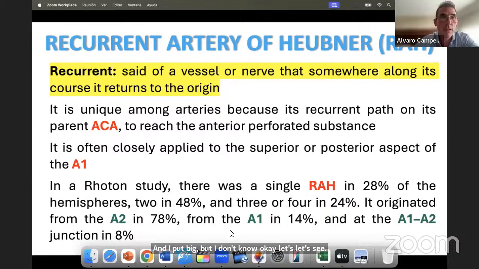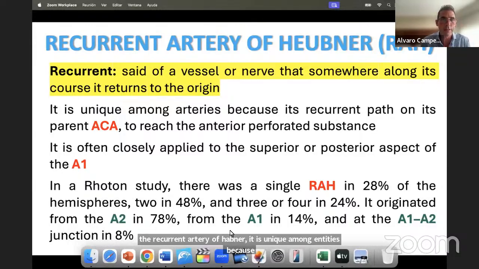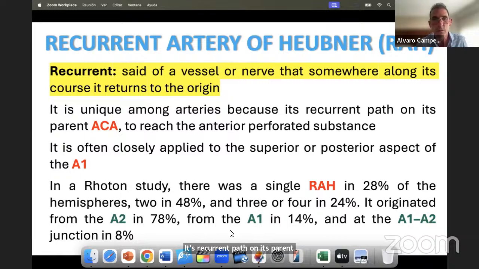Okay. What about the recurrent artery of Heubner? Well, what is the meaning of recurrent? It is said of a vessel or a nerve, like a recurrent nerve, that somewhere along its course it returns toward the origin. So the recurrent artery of Heubner is unique among arteries because of its recurrent path on its parent anterior cerebral artery to reach the anterior perforated substance.